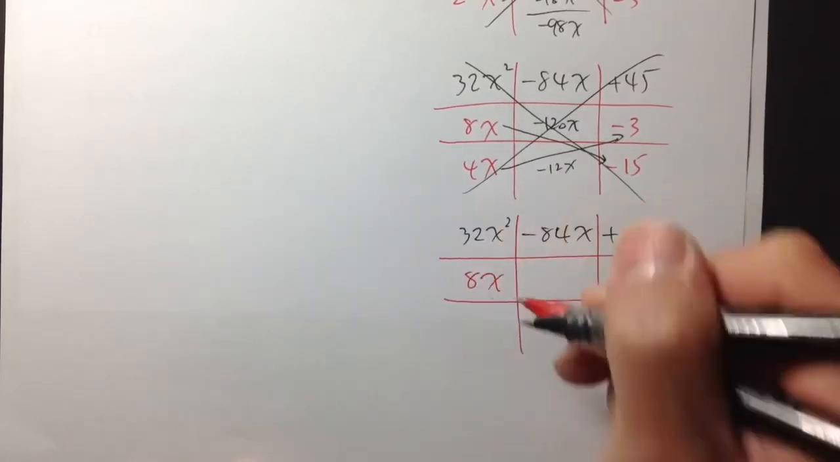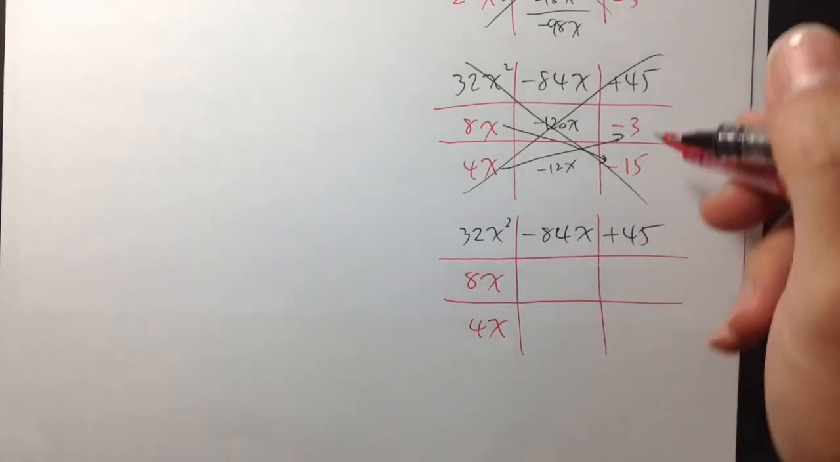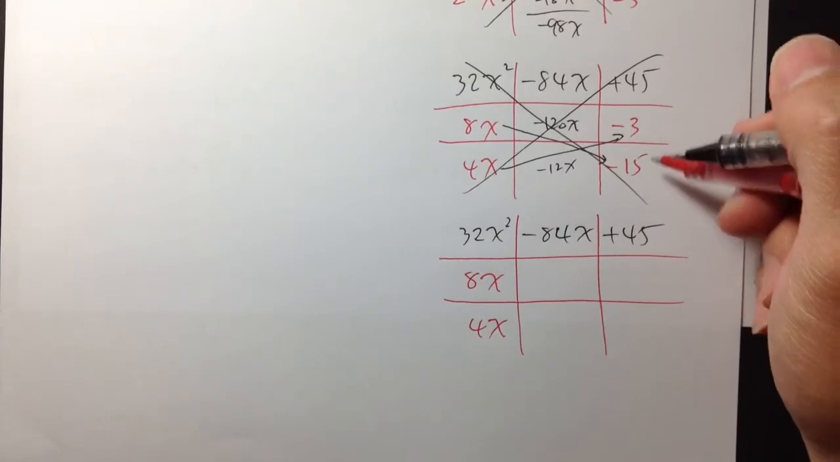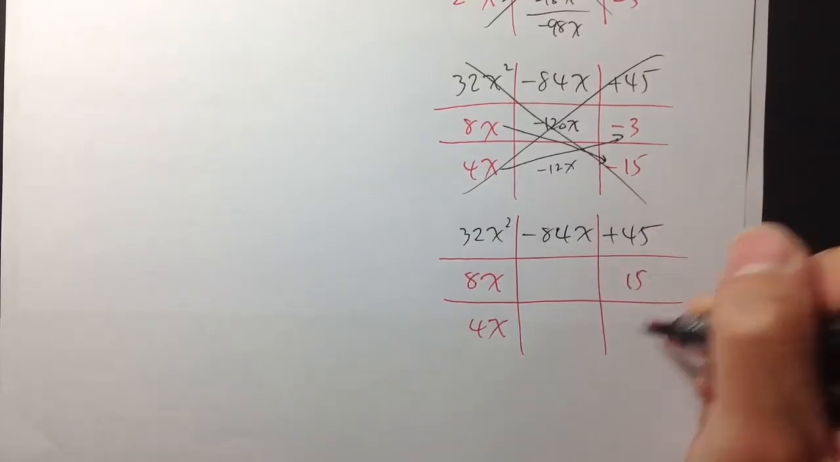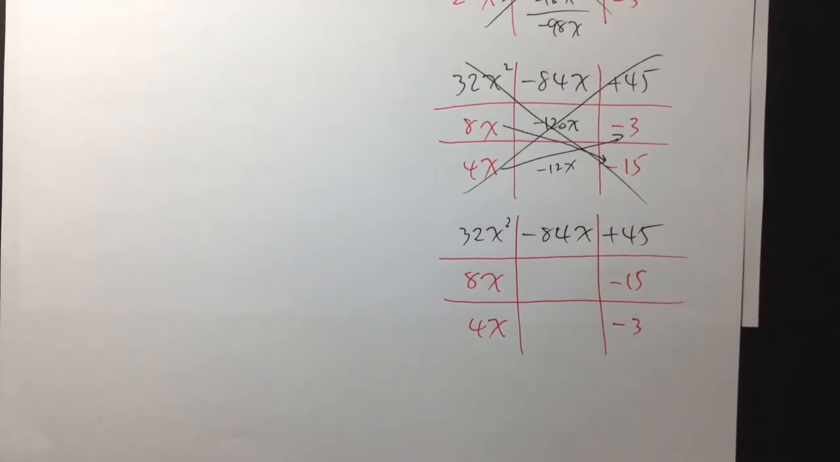Let's just still stick with 8x and 4x for some reason. What happens if I switch the 15 and then the 3? If I put a negative 15 on the top and then 3 right here, and then both negative, by the way. Let's see.